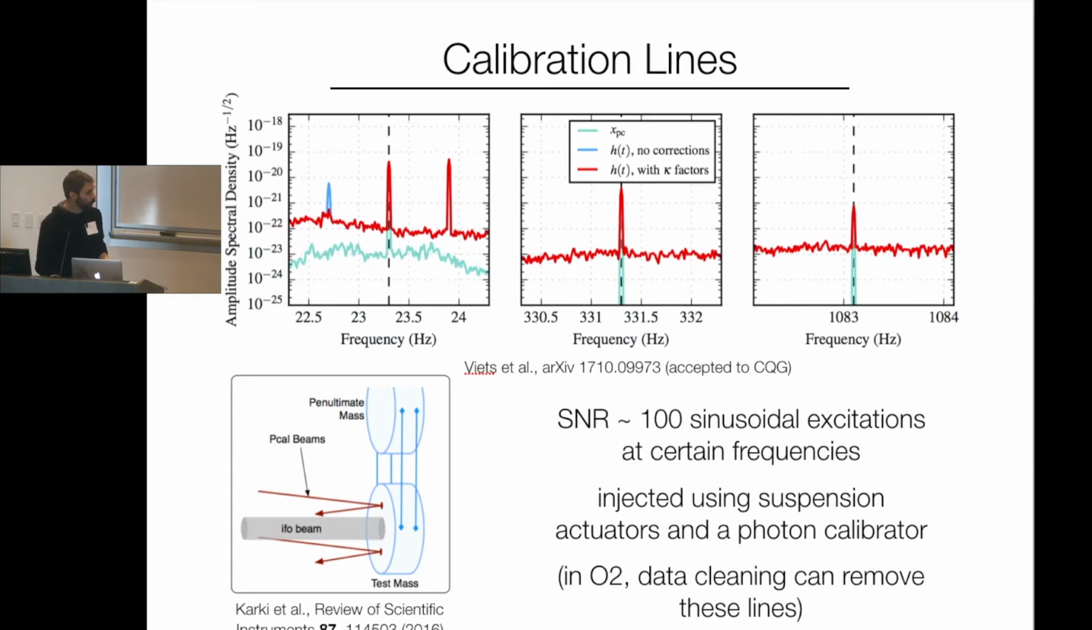The other thing I want to point out about the calibration lines is that in O2, data cleaning can remove these lines so that they don't become a nuisance for searches for signals. That's another thing we have to worry about: any potential pulsar signal from a galactic Milky Way pulsar might happen to live near one of these lines. So you want to make sure you're not polluting your signal space.